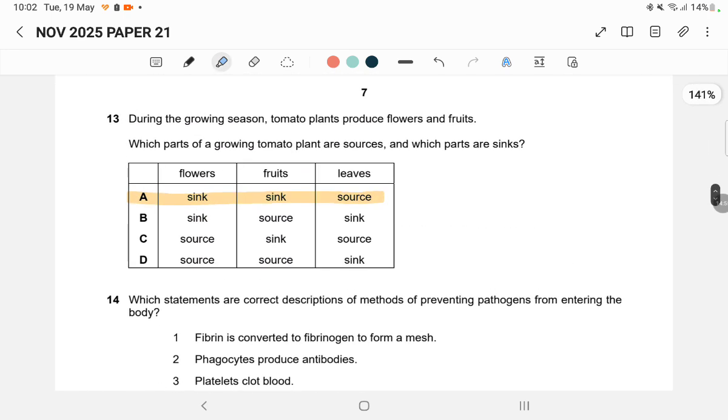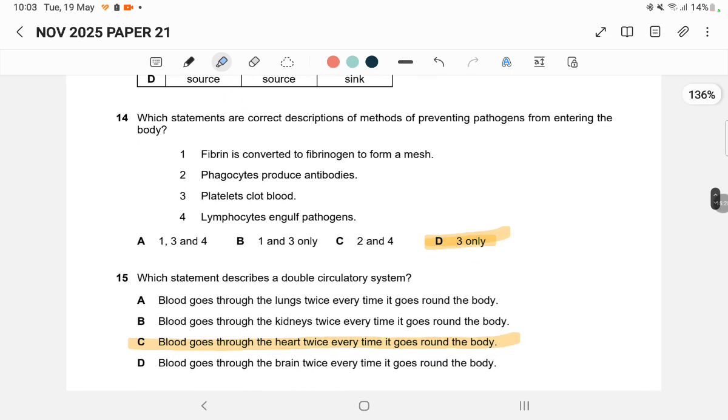Question 13 is telling you that during the growing season, a tomato plant produces flowers and fruits. Which parts of a growing tomato plant are sources and which parts are sinks? So it's a growing season, let's guess it is spring. Basically the leaves will be the source, and the leaves will provide the fruits and the flowers with the amino acids and starch, the glucose that had been synthesized during photosynthesis. All of that will be provided by the leaves, because the leaves are the ones carrying out photosynthesis. So 13 will be A.